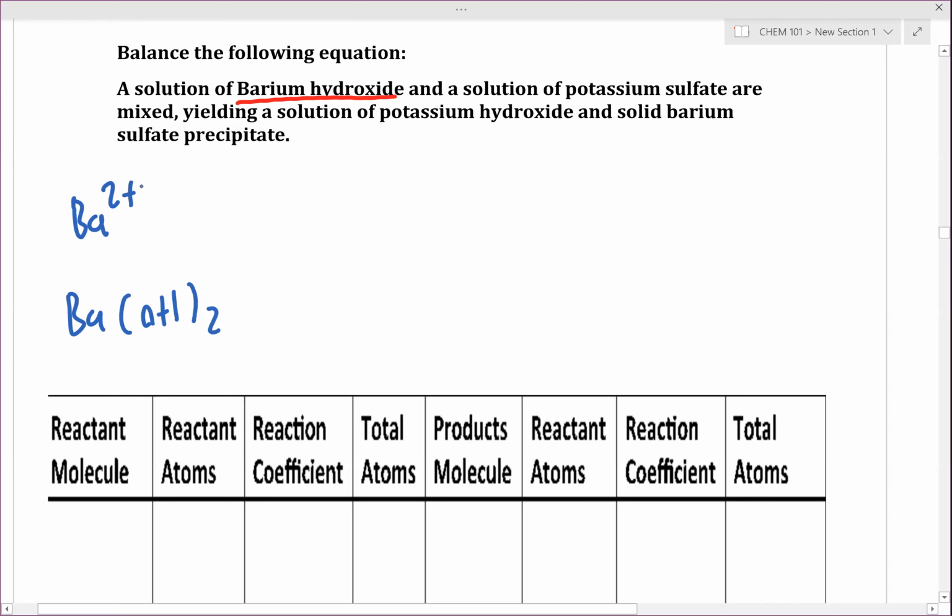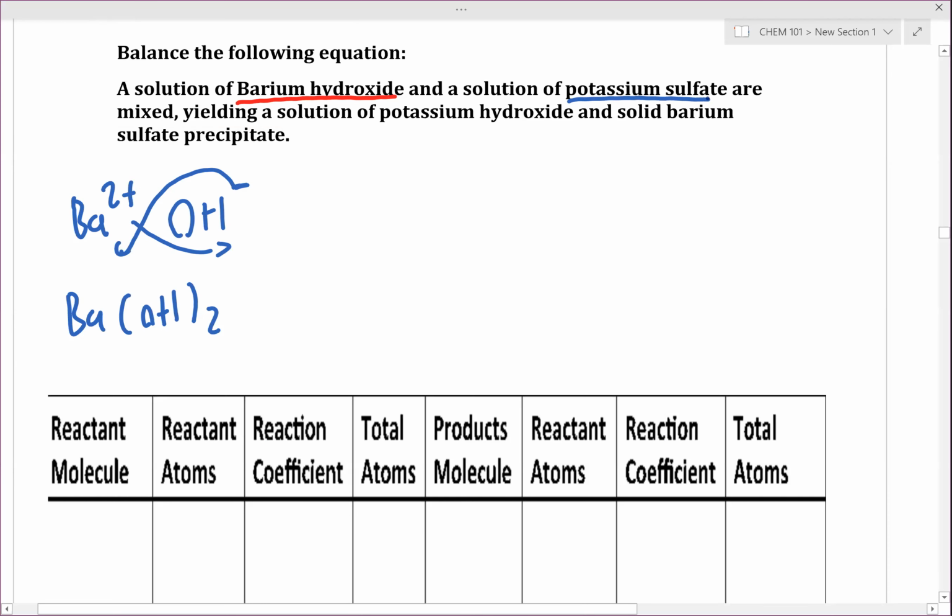So let's talk a little bit about this. Barium is barium 2 plus. Barium has a 2 plus charge. Hydroxide has a -1 charge. We cross our subscripts, and that gives us barium OH2. Does that make sense? Okay.